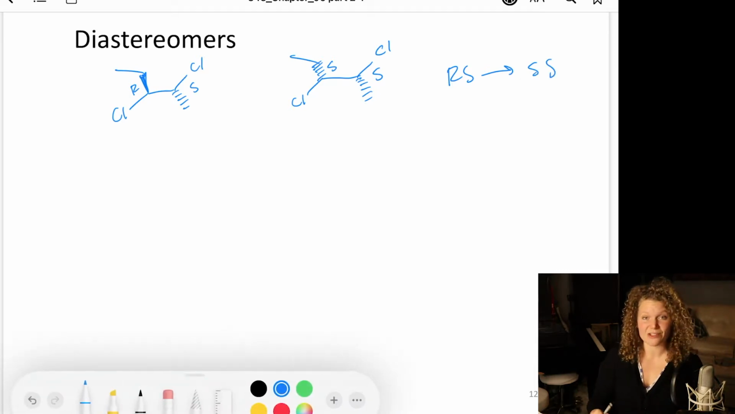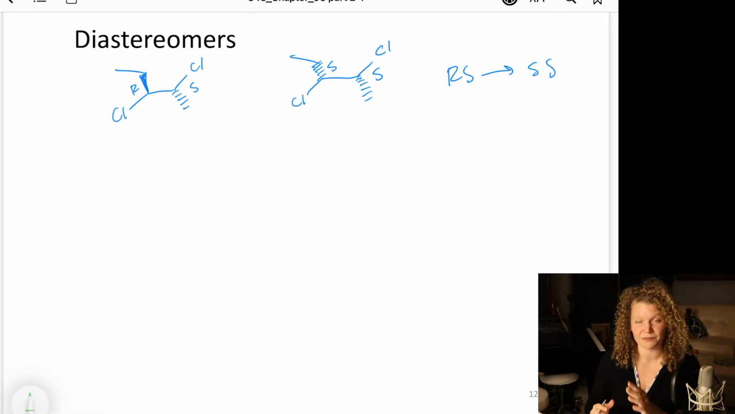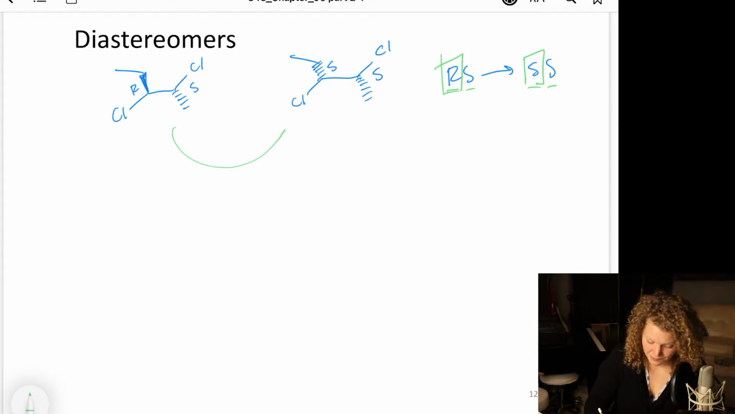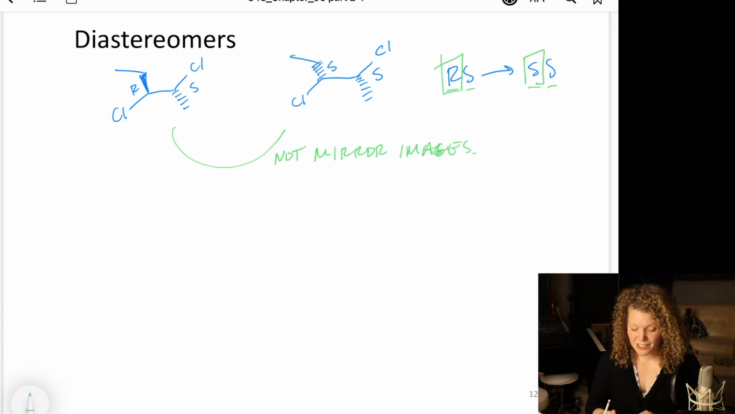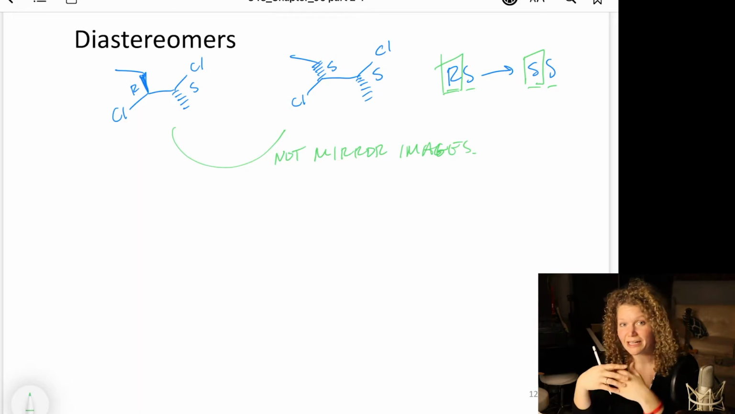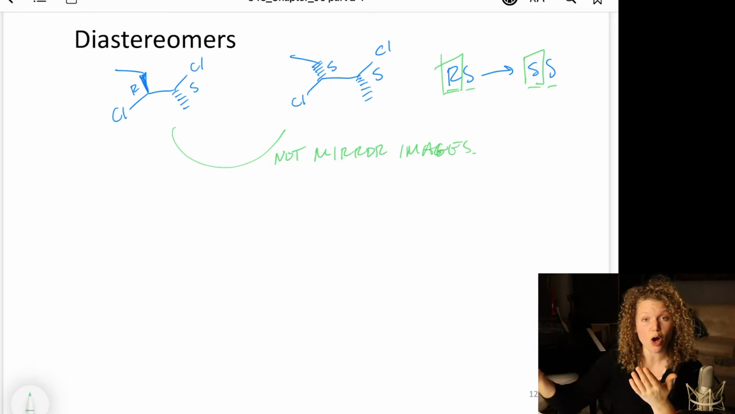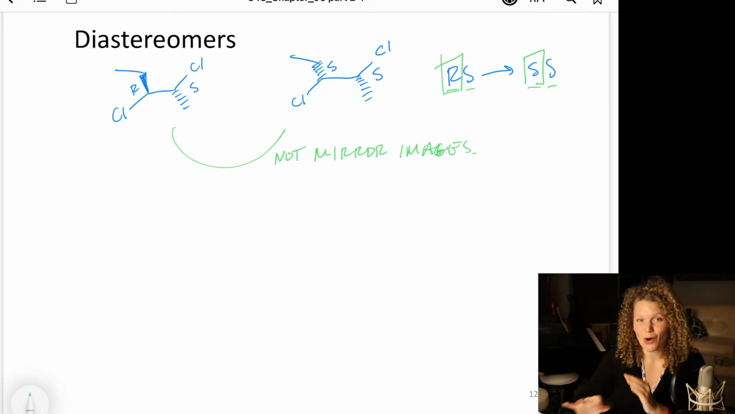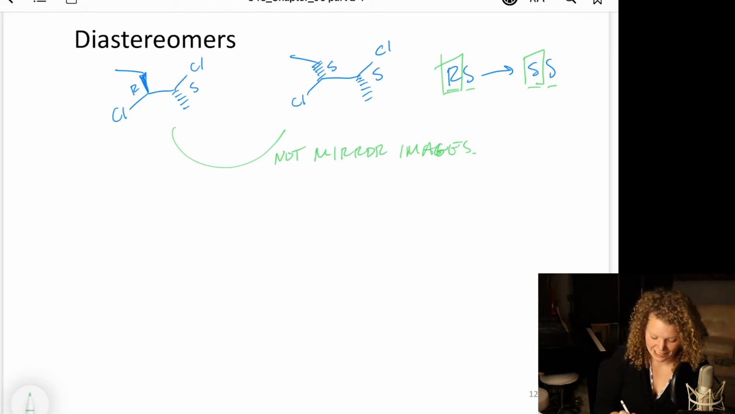The only difference between these two, they're connected the same. There's only a spatial difference at one chiral center. So if you have an RS and we went to an SS, we're really only switching this one. Okay? These two compounds are not mirror images. This is what separates it from an enantiomer. Enantiomers can have more than one chiral center. As long as you switch all of the stereocenters, you get a mirror image, just like your hands, okay? If you don't switch all of the stereocenters, you end up getting what we call diastereomers.